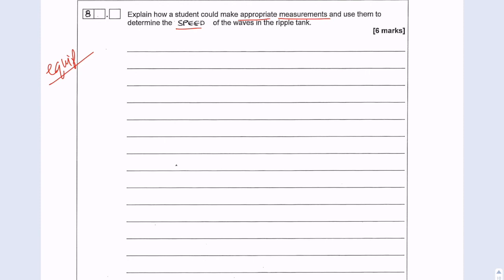And lots of you spent the entire first chunk of all these lines describing a particular method. Okay, and you didn't really have to do that. It asked you about appropriate measurements to determine the speed. So the equipment you had to mention was a ruler and a stopwatch, and very few of you actually did that.